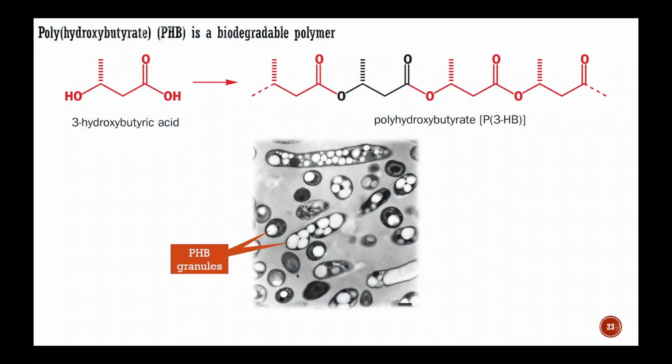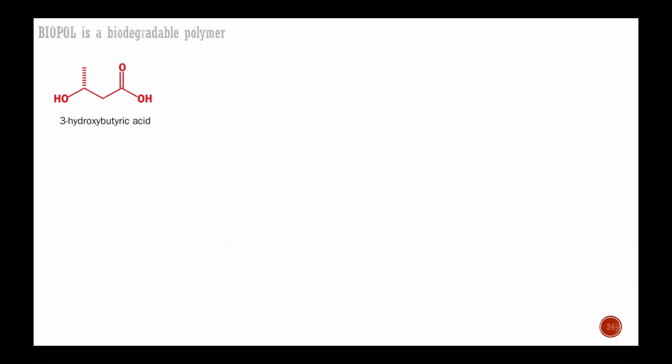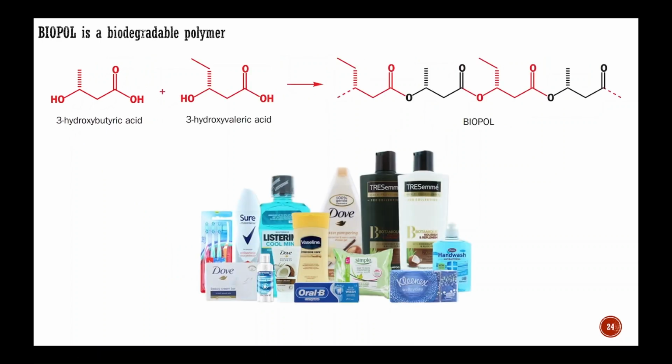Polyhydroxybutyrate is an example of a biodegradable polymer. It is even found in some microorganisms as massive whitish granules, occupying up to 80% of the cell's dry weight. It appears to serve as a storage compound for excess carbohydrates. A copolymer of 3-hydroxybutyric acid and 3-hydroxyvaleric acid is also found in microorganisms and is performing the same function.